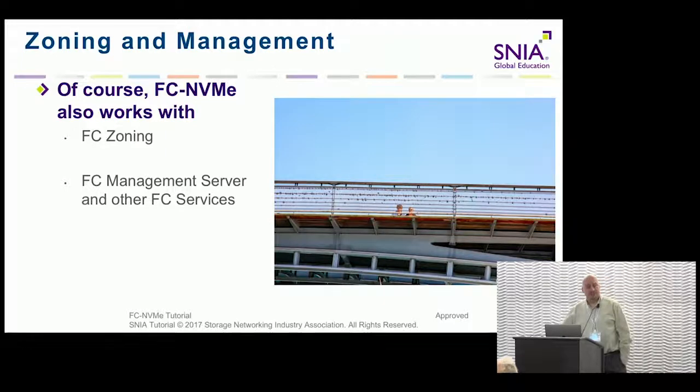For every exchange, or just for the discovery that happens during initialization? Yeah, that would happen once for each initiator target pair. And once you have that, unless something changes in the fabric, if something changes in the fabric, then you'll get a notification. You have to do it again. And of course, the zoning and management server and other service mechanisms continue to work with FC-NVMe.